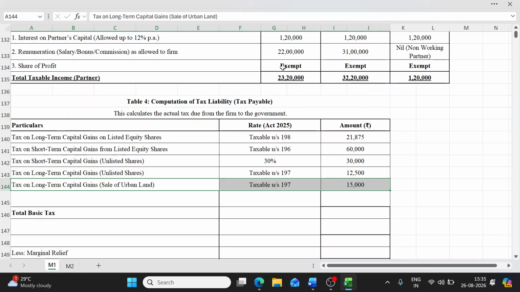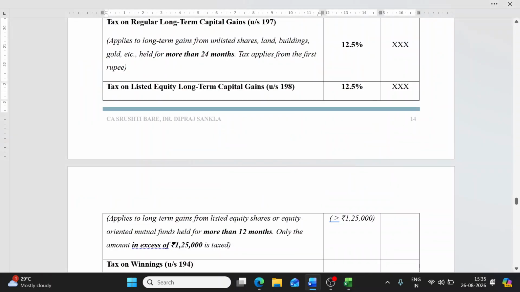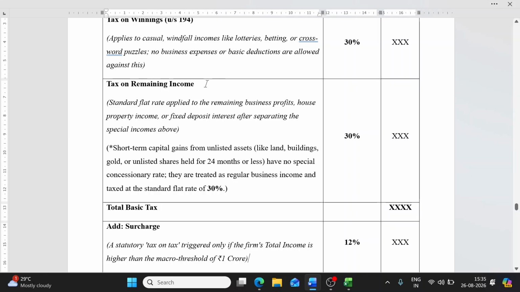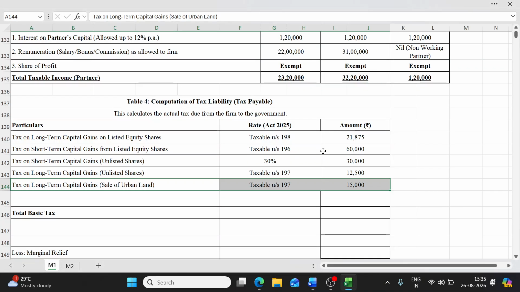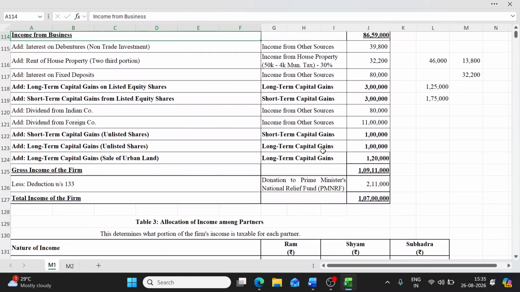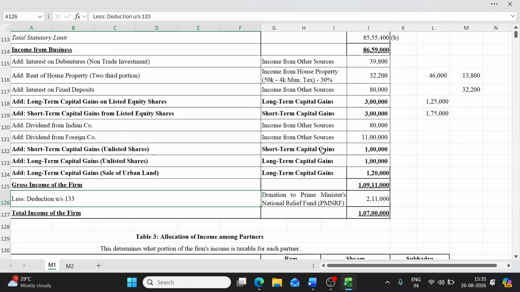Now we will pay tax on the remaining income. But for that, we need to calculate the remaining income first. Okay, how to calculate it? What is our total income? Our total taxable income is 1 crore 7 lakhs, right? 1 crore 7 lakhs. It means we are supposed to pay tax on 1 crore 7 lakhs.